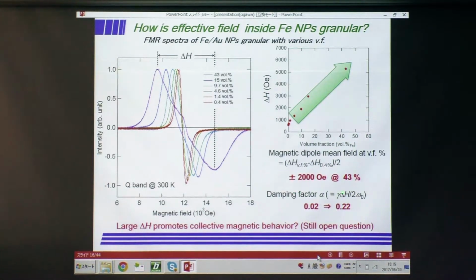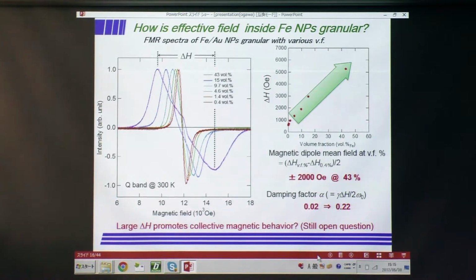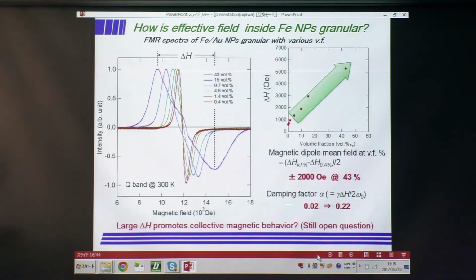And we can also estimate the damping factor alpha, defined by this equation: 0.02 for the very thin case to 0.22 for the maximum volume fraction case. This higher damping factor behavior is a very unique property of nanoparticle assemblies. And even now, why such behavior happens is still an open question.